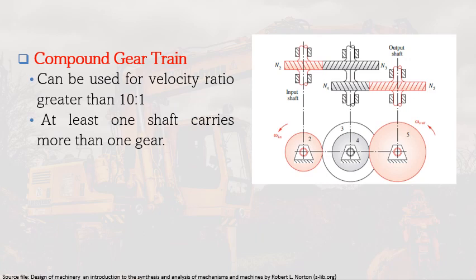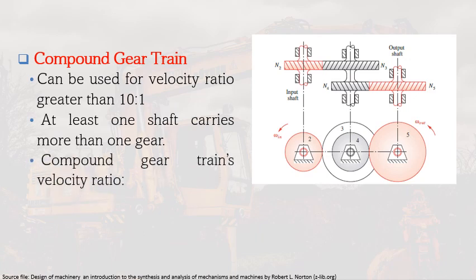So this would be the upper view, and then we have here the side view of this compound gear train. This is the input, and then we have the output here.